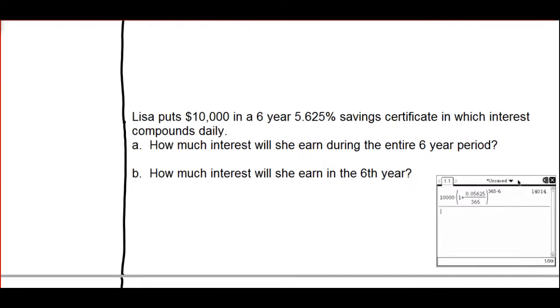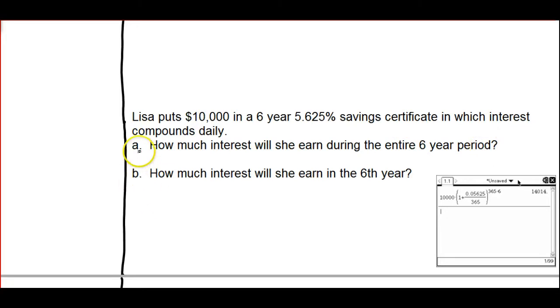Let's try another problem. Lisa puts $10,000 in a 6-year savings certificate. A savings certificate is like a savings deposit or an investment. And the interest compounds daily. How much interest will she earn during the entire 6-year period?